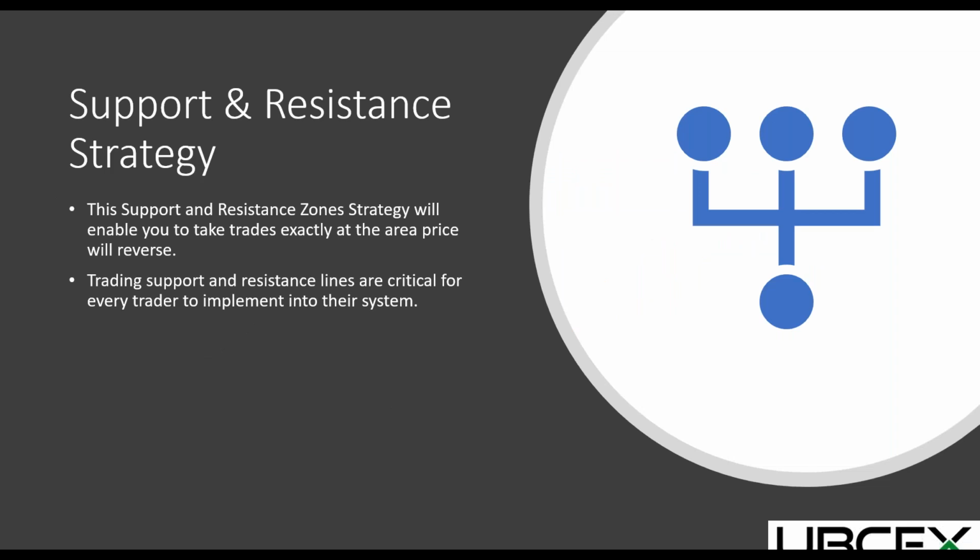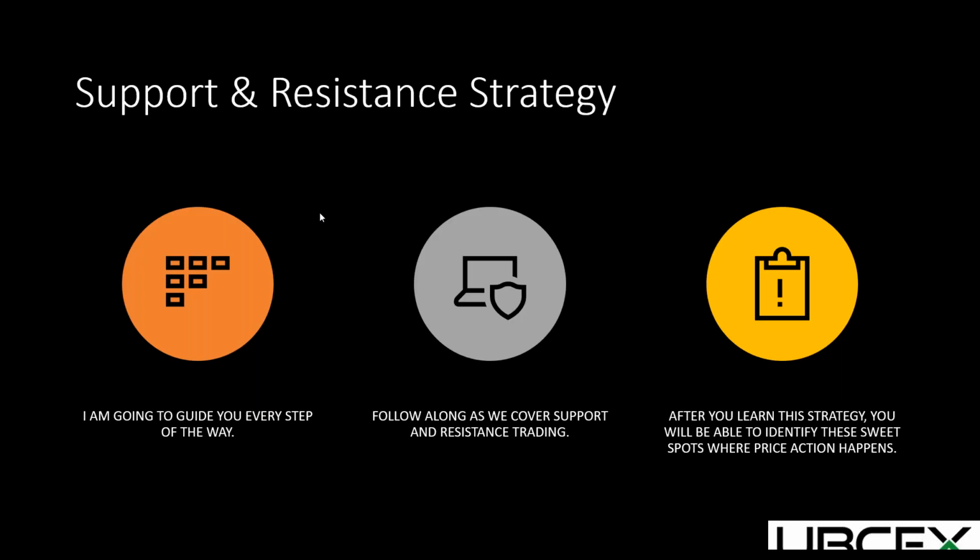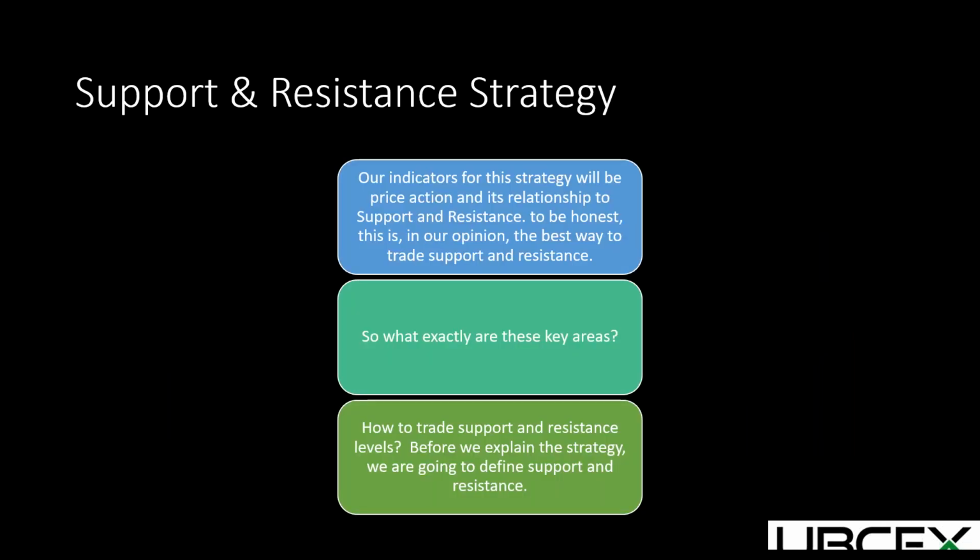So this support and resistance zone strategy will enable you to take trades exactly at the area price will reverse. Trading support and resistance lines is critical for every trader to implement into their trading system. I'm going to guide you every step of the way, so follow along while we cover support and resistance trading. After you learn the strategy, you will be able to identify these sweet spots where price action happens. Our indicators for this strategy will be price action and its relationship to support and resistance. To be honest, in my opinion, this is the best way to trade support and resistance.